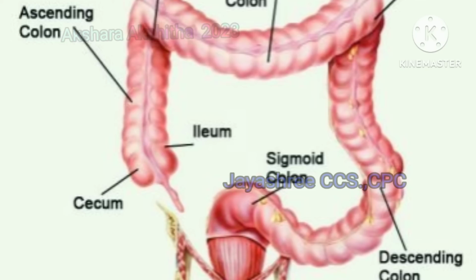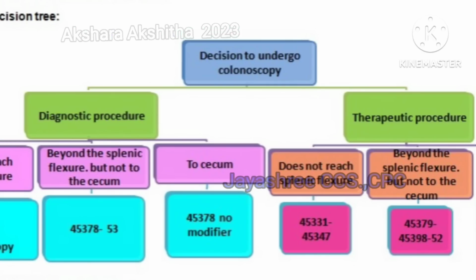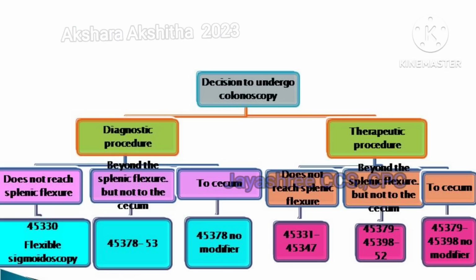For therapeutic purpose, if the colonoscopy reached up to the cecum without difficulty, we code any one procedure from the therapeutic code range without any modifier, like the range 45379 to 45398 without any modifier. Okay, this is about the decision tree.